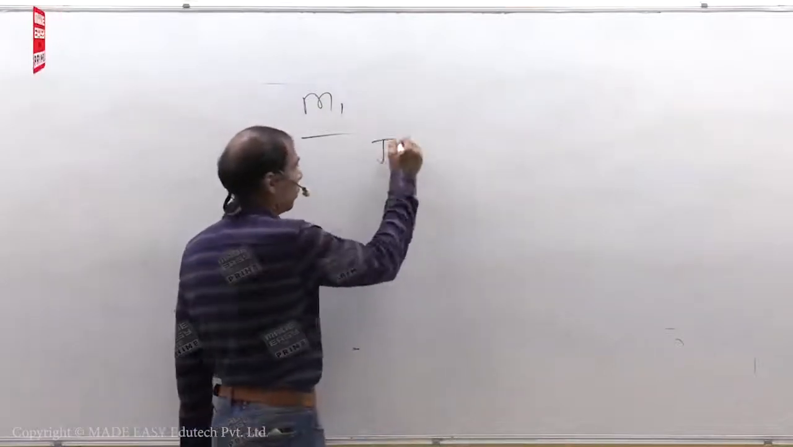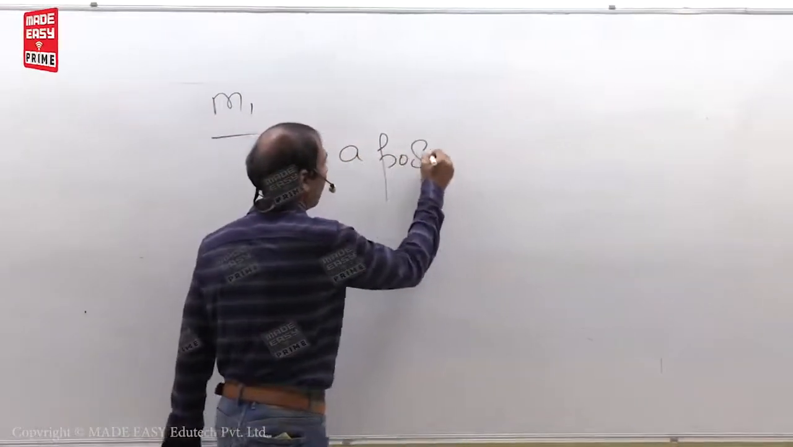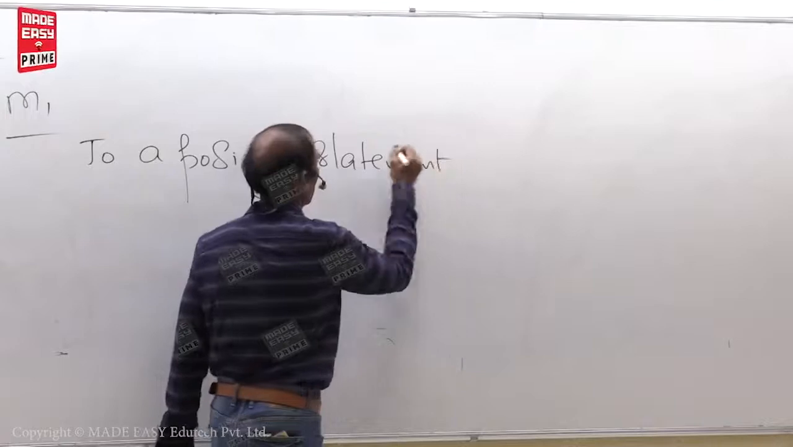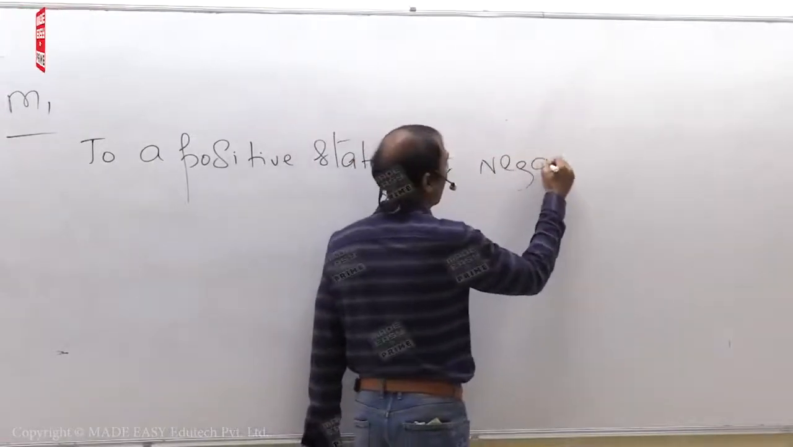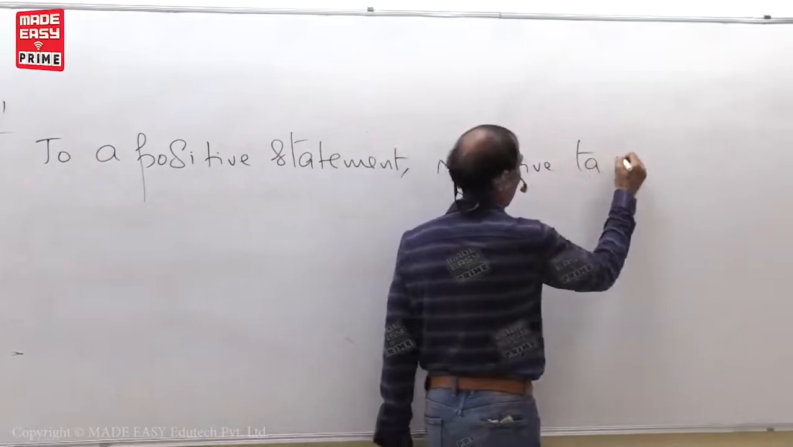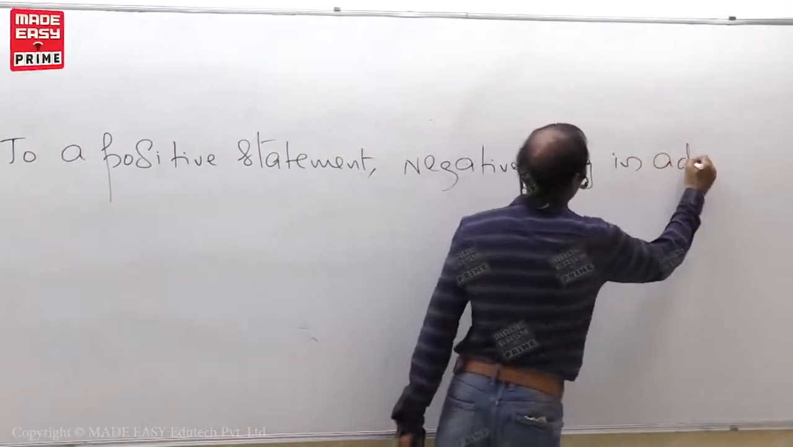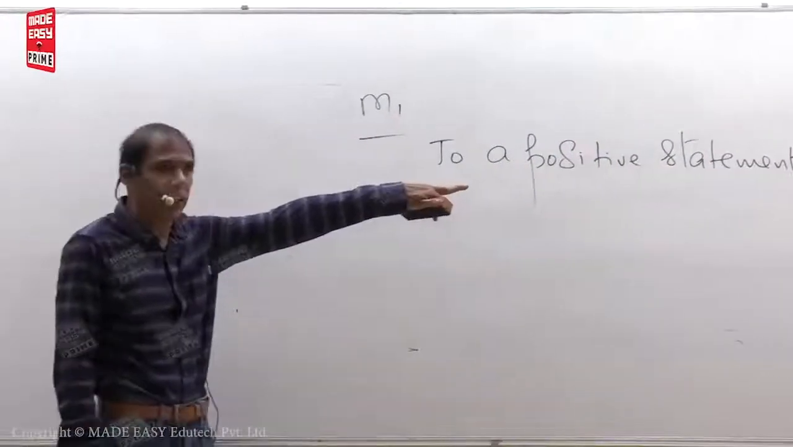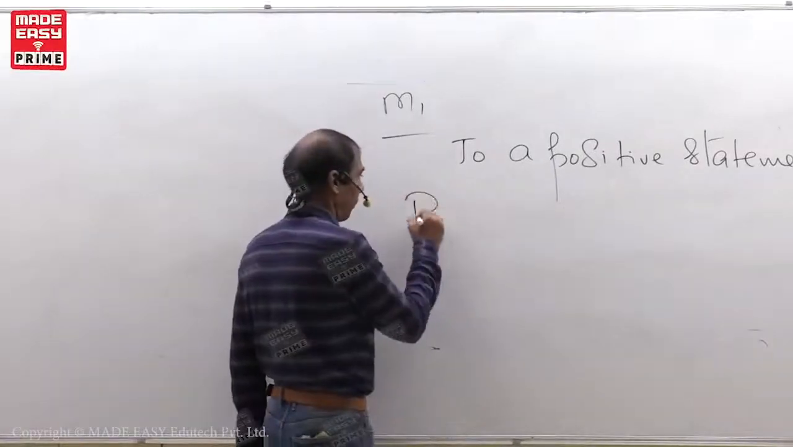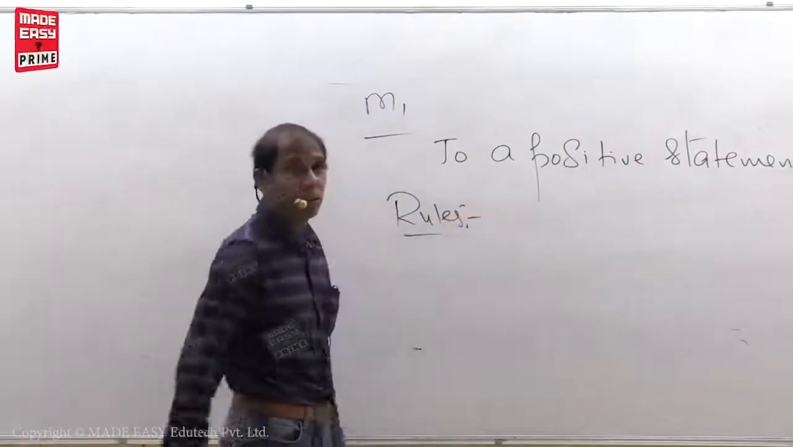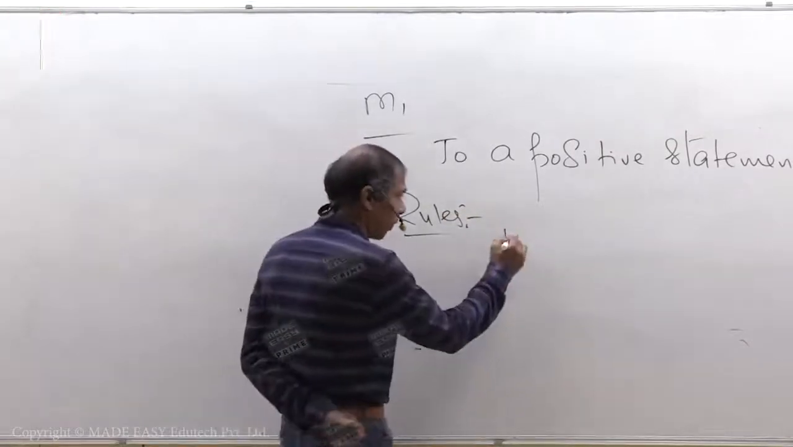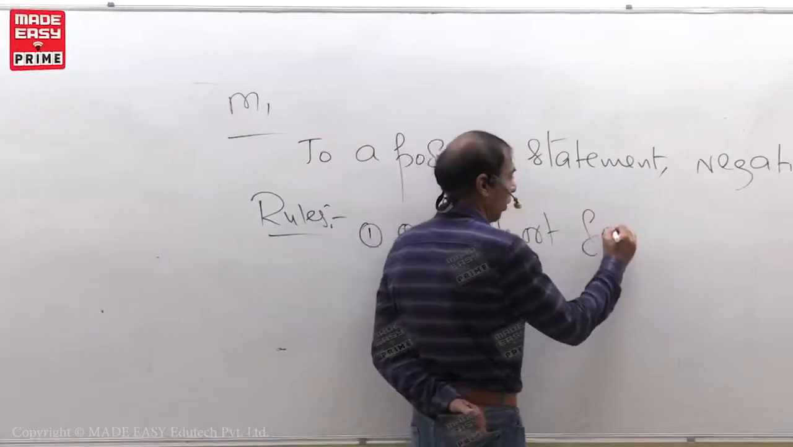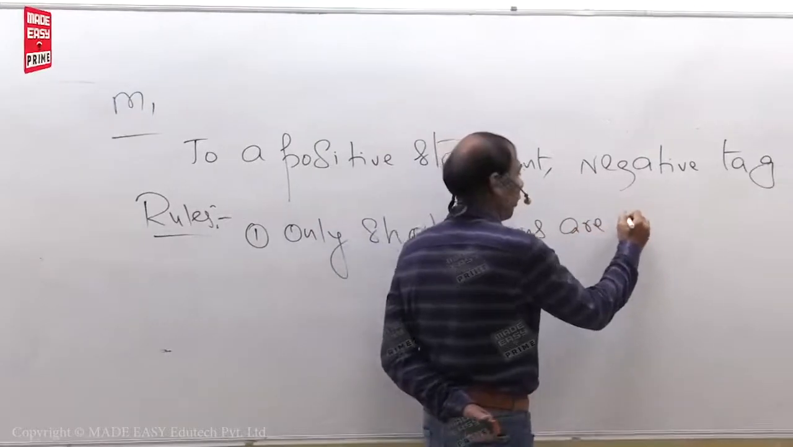To a positive statement, a negative tag is added. Rules. I told you, my notes are almost like a mathematical formula. First rule: only short forms are used.